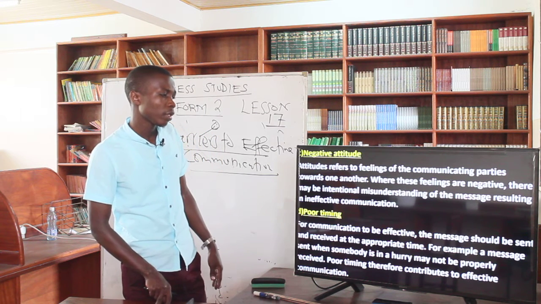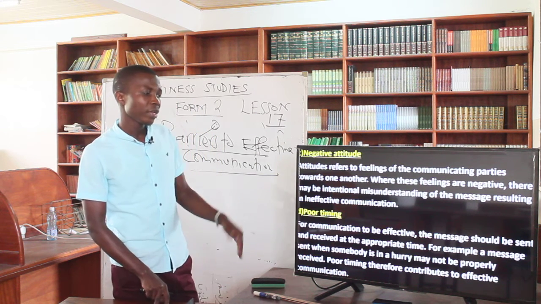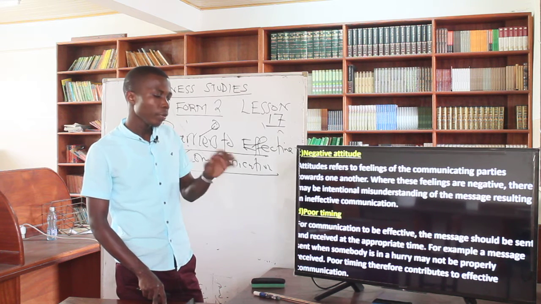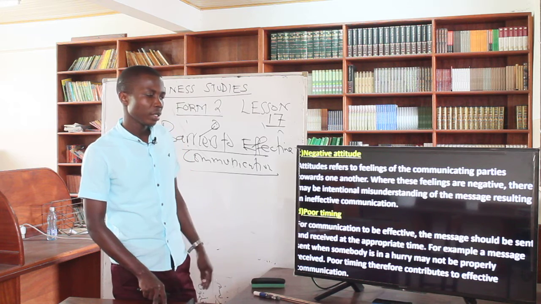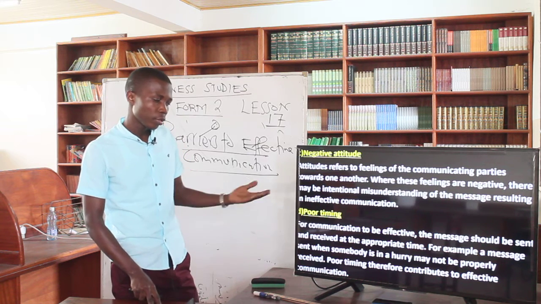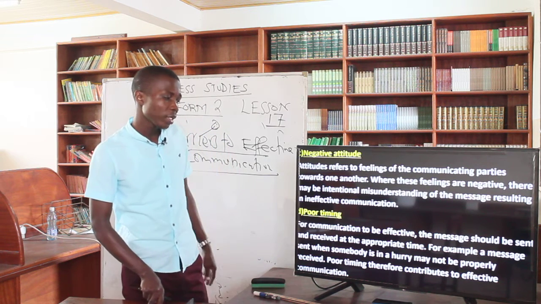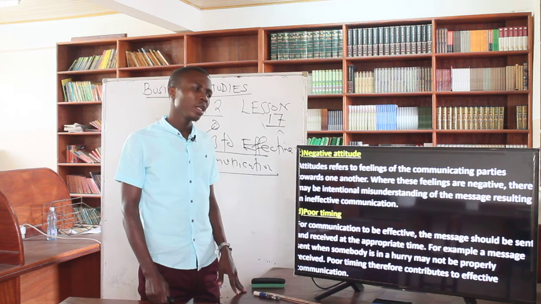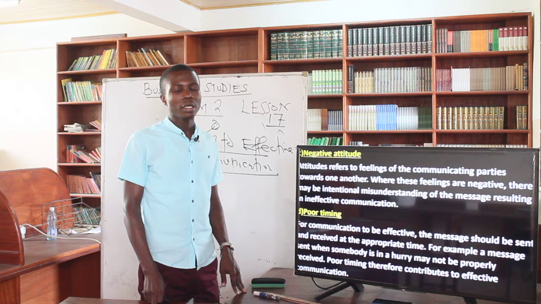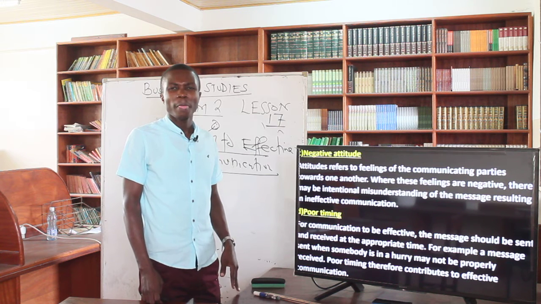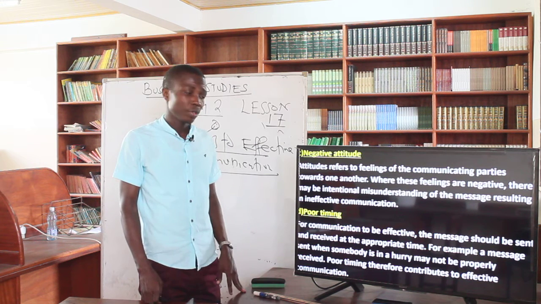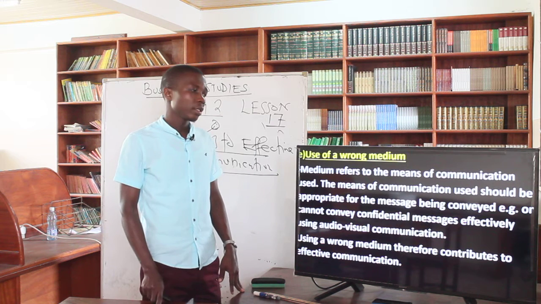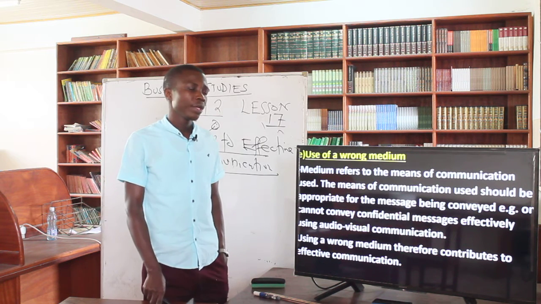For example, let's look at it on the screen. For communication to be effective, the message should be sent and received at the appropriate time. For example, the message sent when somebody is in a hurry may not be properly received. And I'll just say that. And also poor timing therefore contributes to ineffective communication. Somebody is sleeping and you are giving that person a very important lecture. Then you don't blame those people when they make any mistake, because the time you chose to send that message is not right.